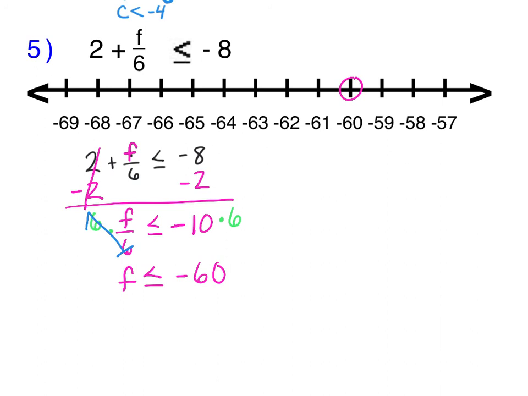I have a closed circle because there is a line. So I'm going to fill in my circle because it is equal to it. And it says everything less than negative 60.